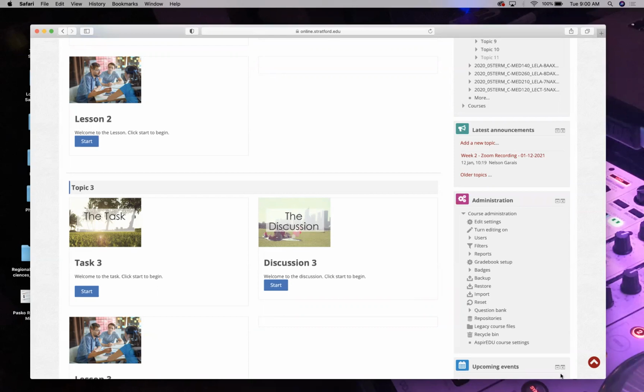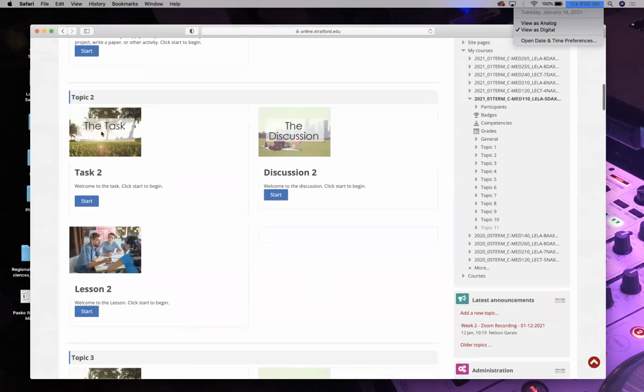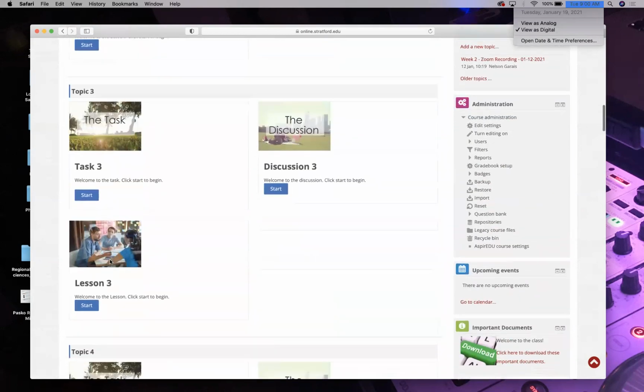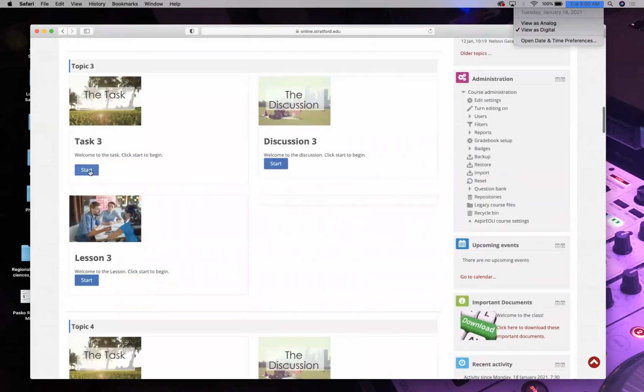And it is Tuesday, January 19th, week 3. What is due today, of course, are week 2 items, which is task 2, discussion 2, and your lesson 2 case study. And what are we doing today? Week 3. So we open up task 3.